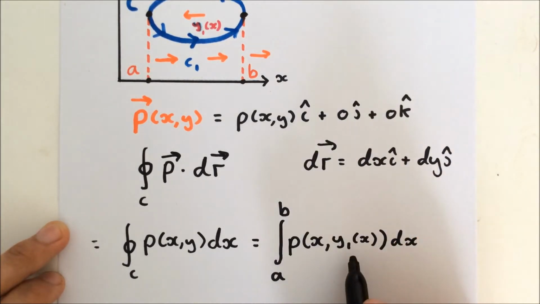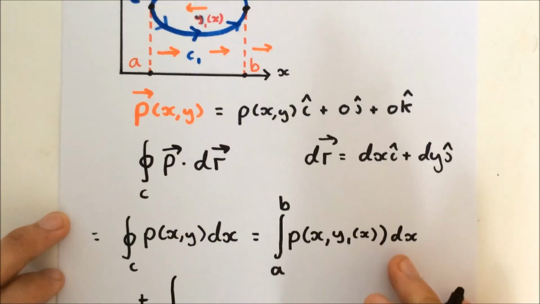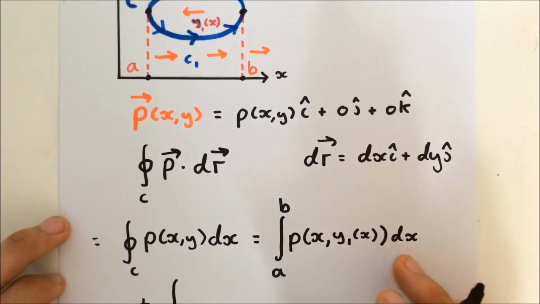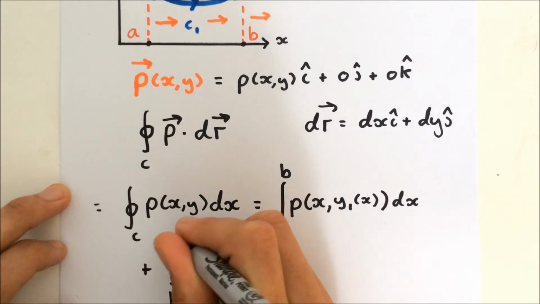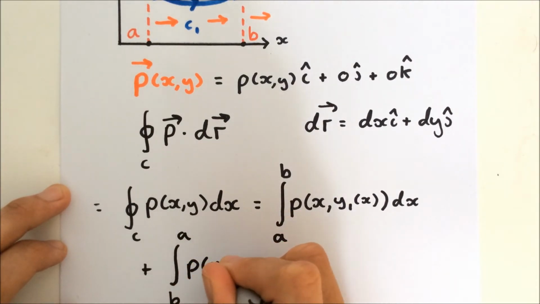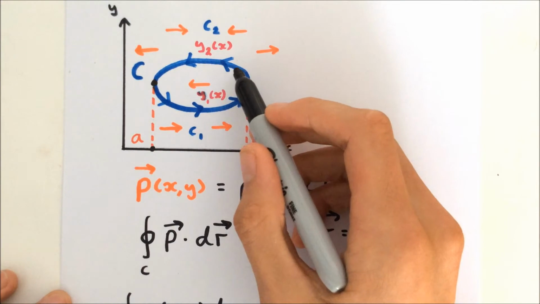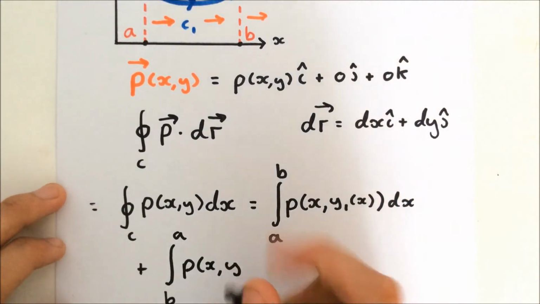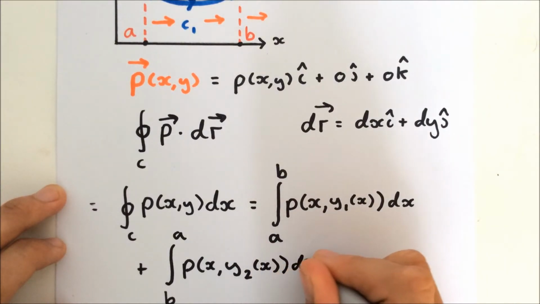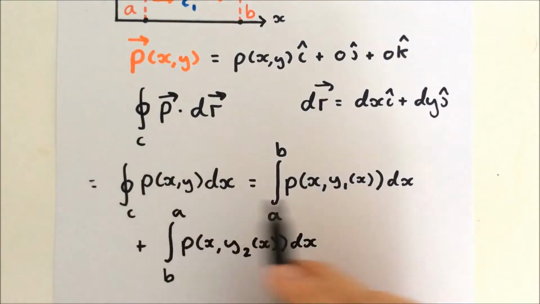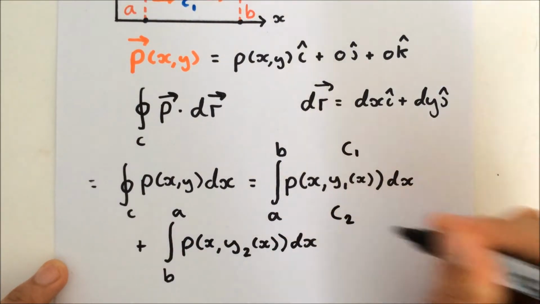Then we have to add the second integral, from B to A this time. So we get the integral from B to A of P of x, and this time it's y2 of x, because we're on C2. So we get P(x, y2(x)) dx. So we've split this line integral into 2 integrals: one along the curve C1, and this integral along the curve C2.